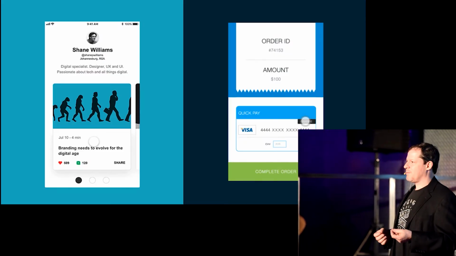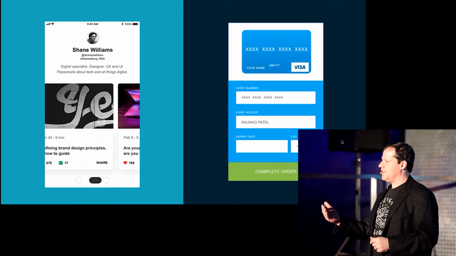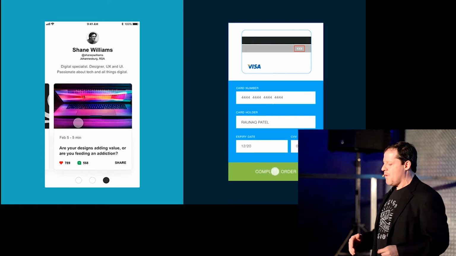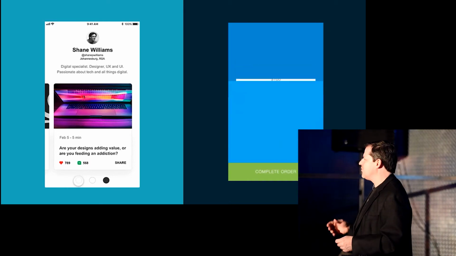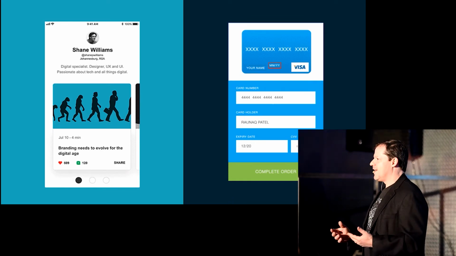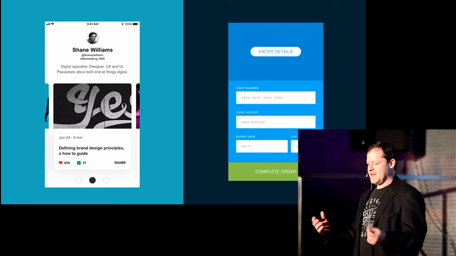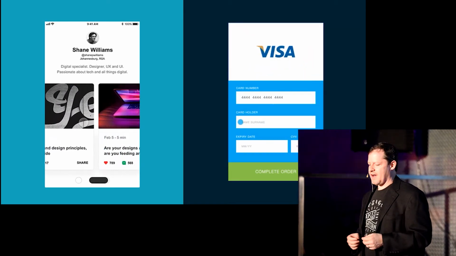So that purpose might be different. It might be something as simple as engaging us in a few different slides. Or it might be as complicated as showing us the process of purchasing something with a credit card and showing whether or not we've completed that purchase. But it doesn't have to be that complicated.